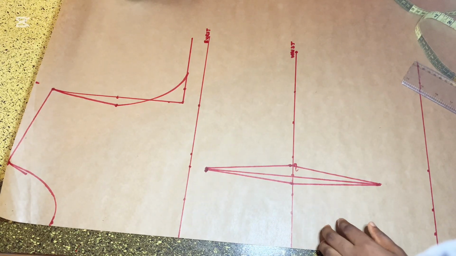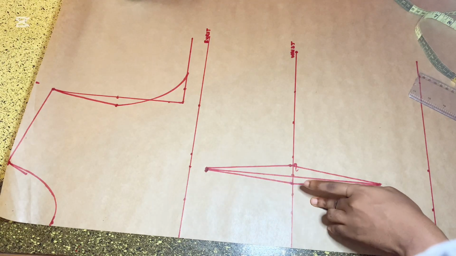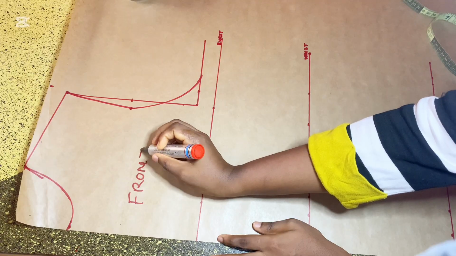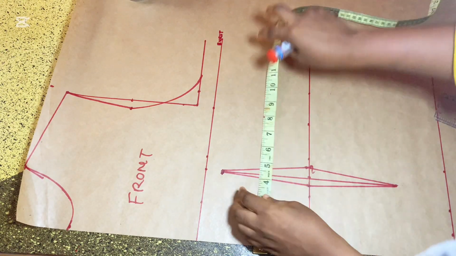So you can see what I did here. So that's the dart intake for the front bodice. This is the front. So I'll just go ahead.